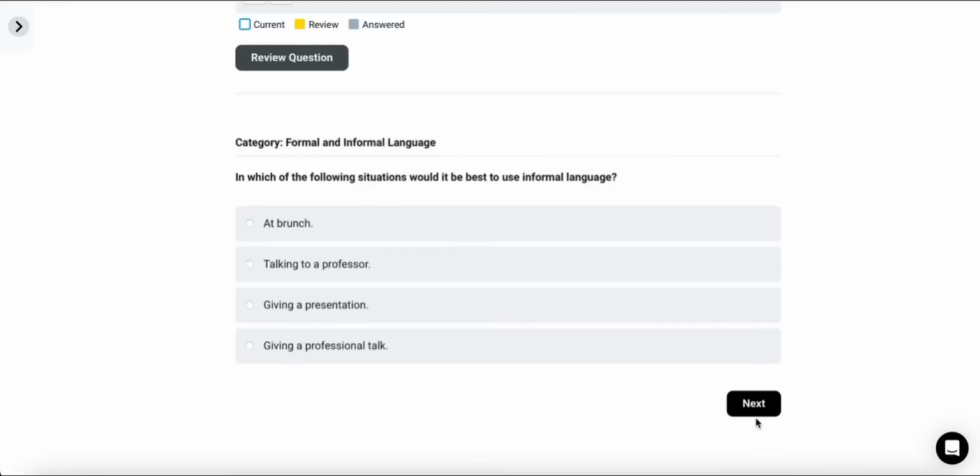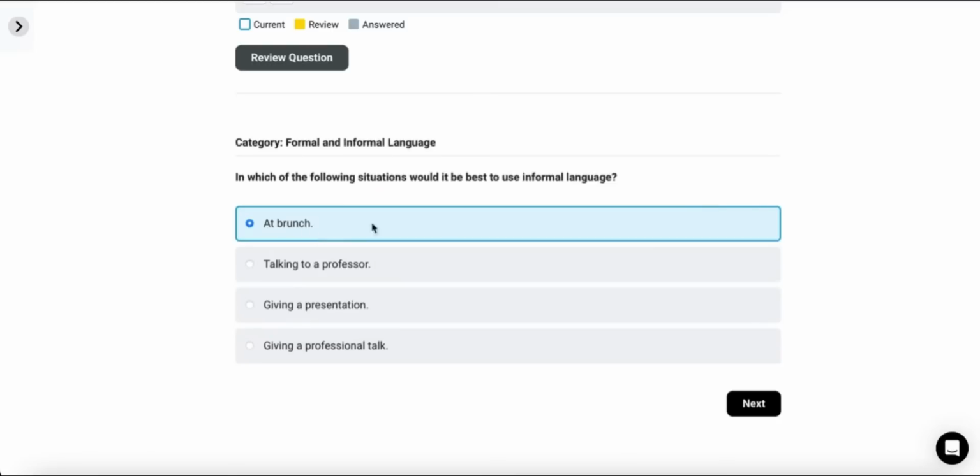In which of the following situations would it be best to use informal language? So the correct answer here would be in a situation where you would be with people you know, friends, family. Those situations you would feel more comfortable to be informal and relaxed. So which of the following options here would be a casual environment? The correct answer would be this answer here, brunch. At brunch, you're usually with friends or family or people you know.